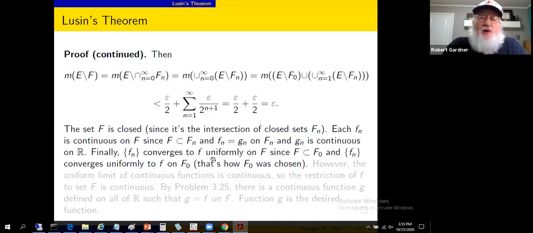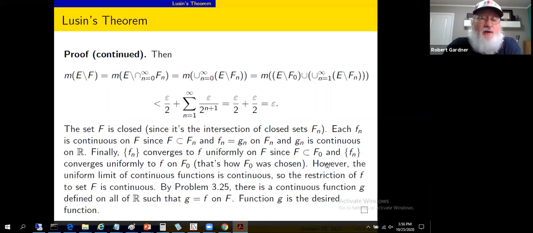You know, f sub n converges to f uniformly. That's where Egoroff's theorem came in. On set F, we had uniform convergence on F sub 0, and this is a subset of F sub 0. Uniform convergence holds on big sets, it holds on subsets. So we've got f sub n converging uniformly to f on F sub 0. That's how F sub 0 was chosen. We get the uniform convergence on F itself. You know, the uniform limit of continuous functions is continuous. That result right there. So that's the reason uniform convergence came into the story. That's the reason we did Littlewood's third principle before we did Littlewood's second principle as well.